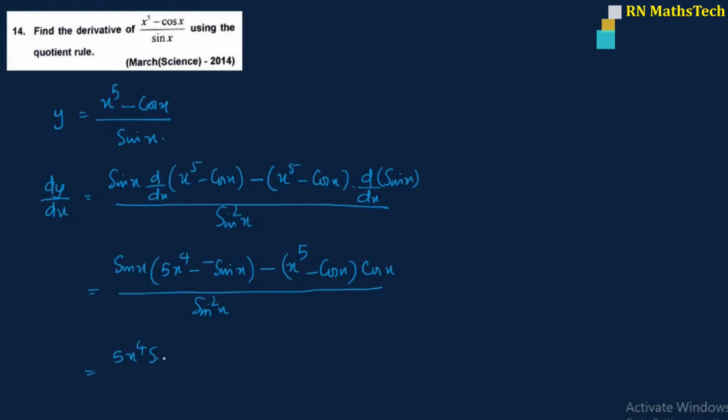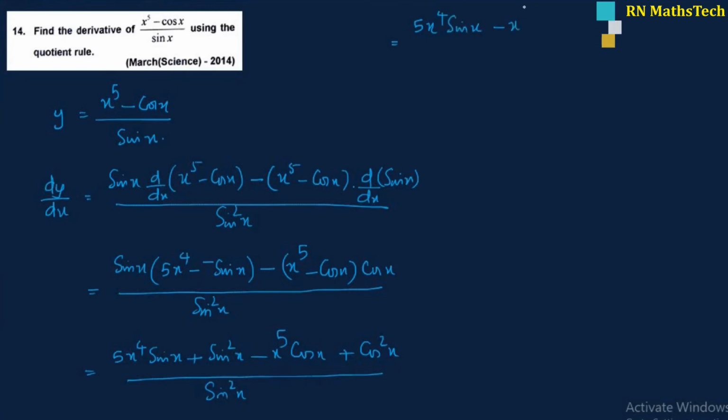5x raised to 4 sin x plus sin square x minus cos x into x raised to minus x raised to 5 cos x, next is plus cos square x divided by sin square x, that's equal to 5x raised to 4 sin x minus x raised to 5 cos x plus sin square x plus cos square x is 1. This sin square x plus cos square x can be written as 1 by sin square x. Okay, so that is the derivative.